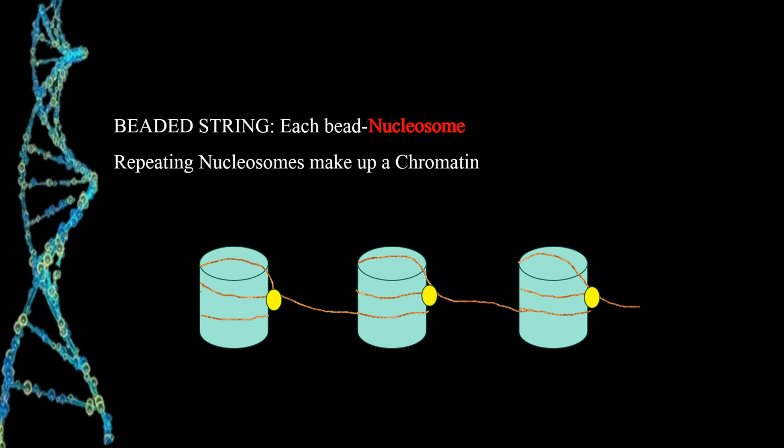Each bead can be considered as a nucleosome, and the DNA is taking 2 turns around a histone octamer, which is called a nucleosome, and each nucleosome is linked by linker DNA. Thus, the repeating nucleosomes will make up a chromatin fiber.